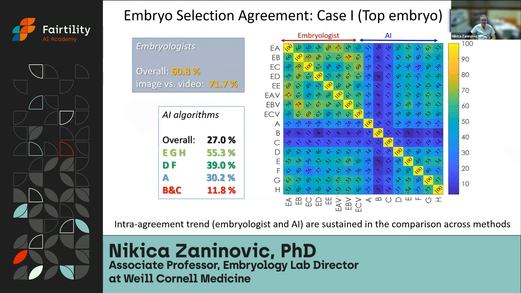So when we look at it in the study, if we are just looking at the top embryo out of a cohort of 8 embryos for each patient, we saw that overall agreement among different embryologists is about 60%. And if they're using video images instead of just a single image, it rises to 70%. However, for AI algorithms, overall agreement is only 27%. While some algorithms are more subjective, others look more like just a random selection. But still, this agreement is quite low.